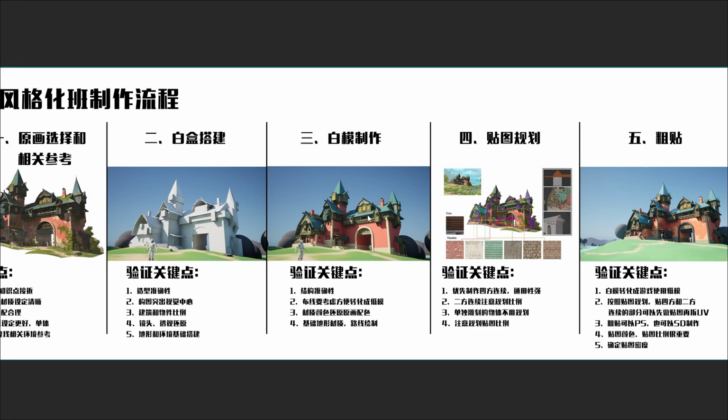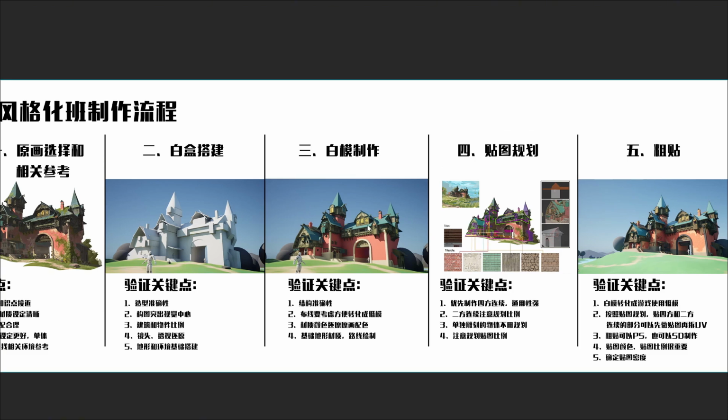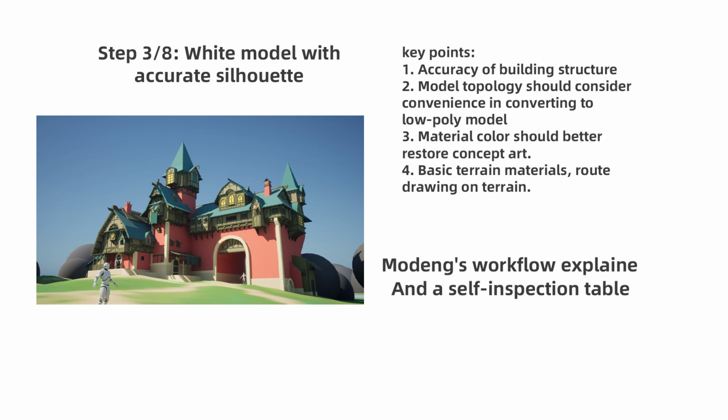Making a white model first, then reducing it to a low poly model, is easier and faster. It's easier to manage the shape and make modifications. Just do it according to your own preference. Third, match the original colors. Many students don't match the original colors. The colors are messy and inaccurate.